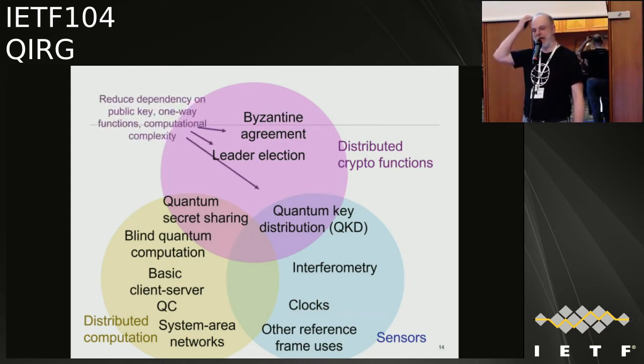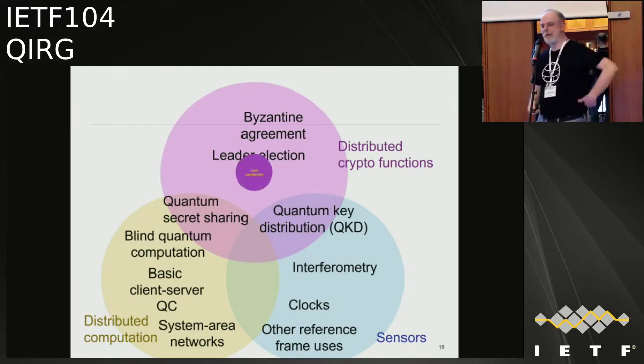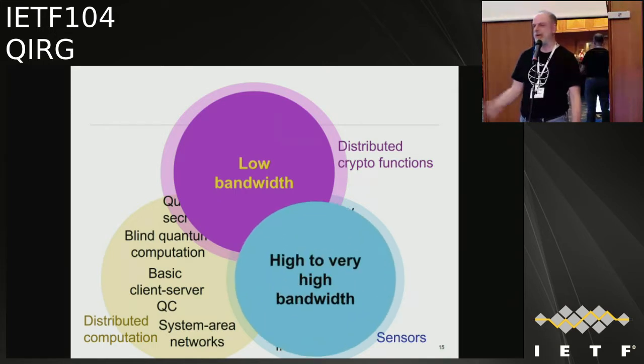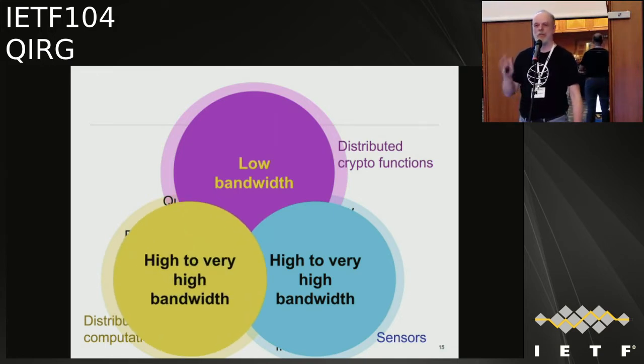Notice that everything in the distributed crypto bubble is intended to reduce our dependency on public key cryptography, one-way functions, computational complexity, those sorts of topics. As it happens, one of the things we've realized in the work that we've been doing is that the crypto functions are relatively low bandwidth in terms of their demands on the network. The sensor networks are high to very high bandwidth, and the distributed computation is also high to very high bandwidth. So certainly in the short run, the crypto functions are going to be the thing that's going to be driving adoption. The others are going to take a little bit more time to get there.